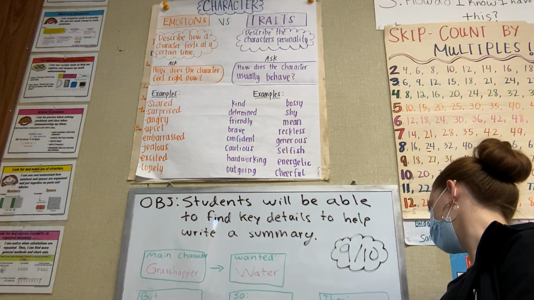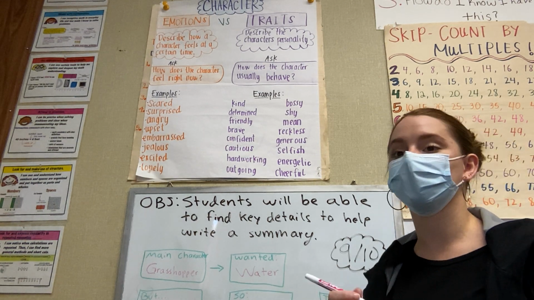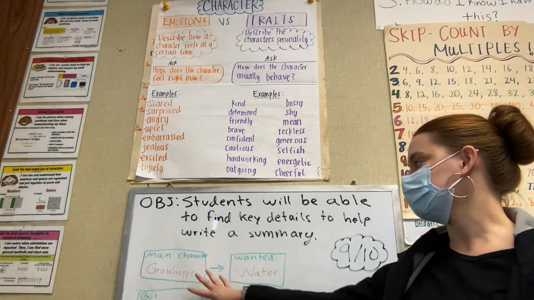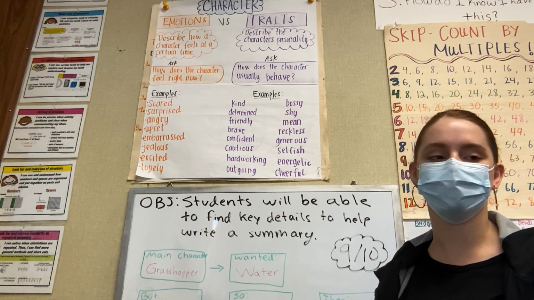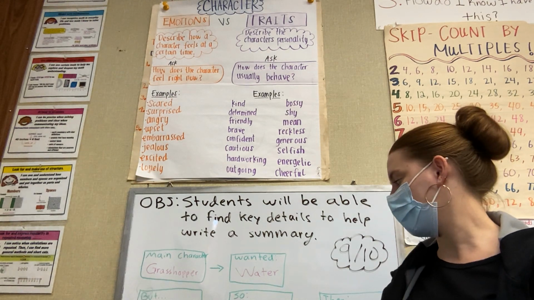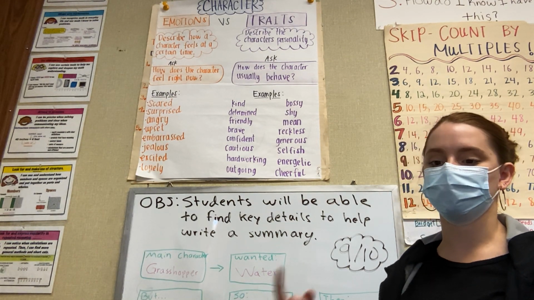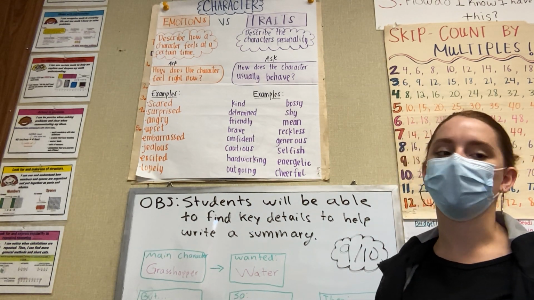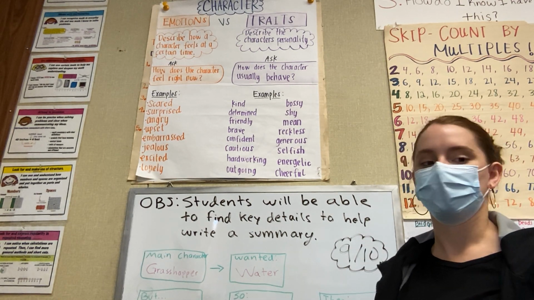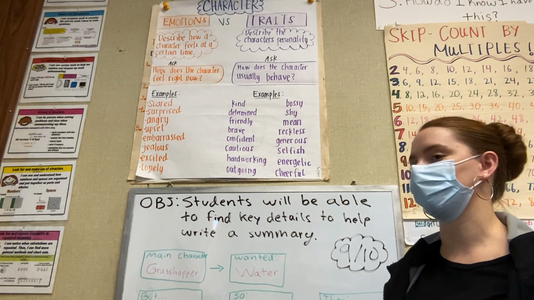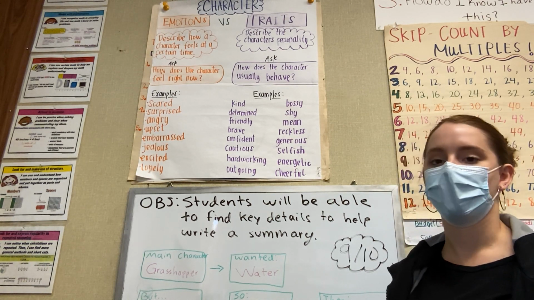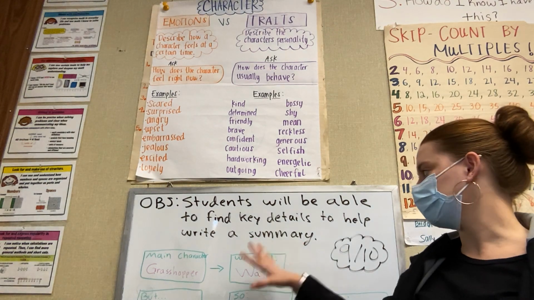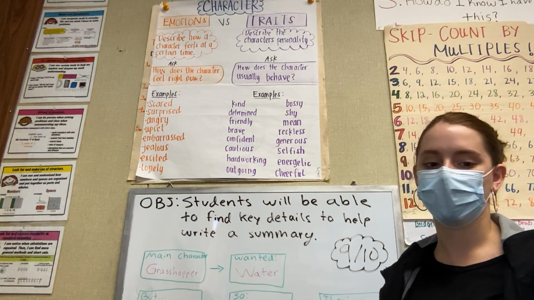Good job. Okay. Fill out your little organizers. This is how you're going to write your summary. This basically tells you how to write it. Okay? So in your first sentence, you're going to introduce your character and say, this story was about Grasshopper. He wanted water, but let's say your problem. This basically organizes how we're going to write our summary.